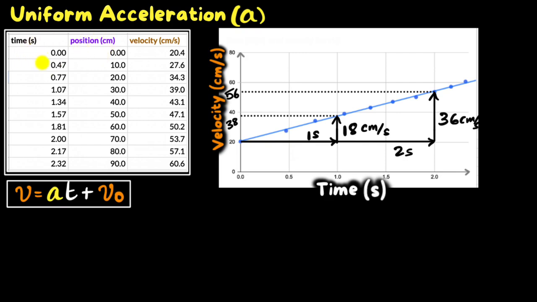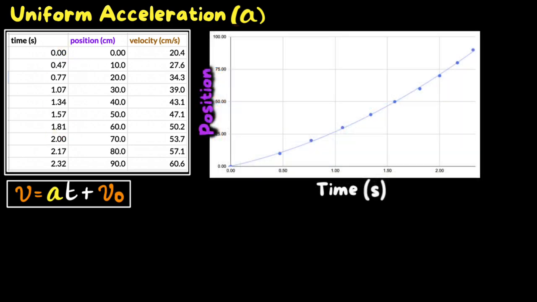And again, we can plot this time the graph of position and time. This time position will be dependent, time will be independent. And the graph we get looks like this. What's interesting is that this is not a linear graph. In fact, this is a quadratic graph. We call this a parabola.